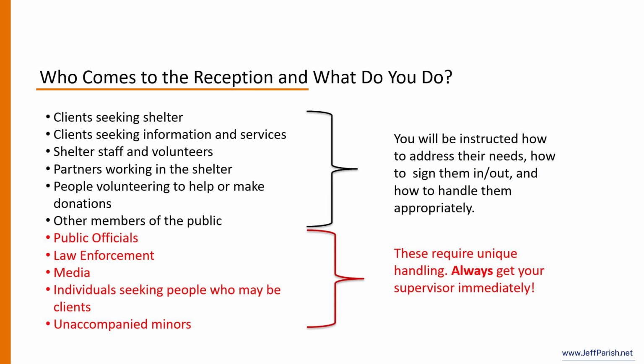As I mentioned, there's a number of people who come into the reception area. You'll be given clear guidelines on how to handle clients seeking shelter, clients seeking information but don't need to stay in the shelter and need to be redirected, staff and volunteers, partner agencies, people who are coming to volunteer or make donations will be redirected in an appropriate way, and other members of the public who may be coming to look for a family member. There'll be specific guidelines at your reception table to show you what to do in each of these circumstances.